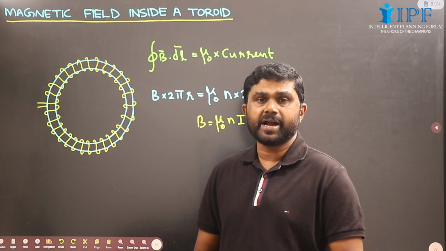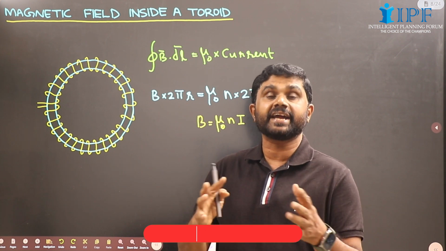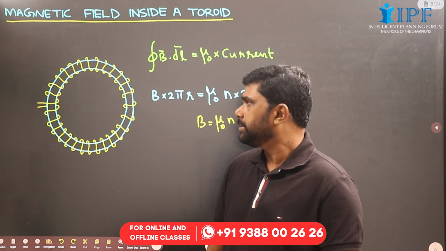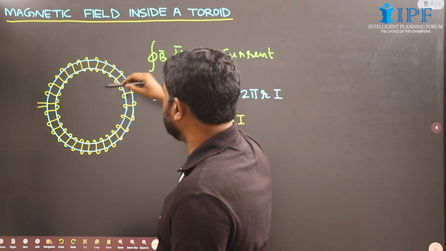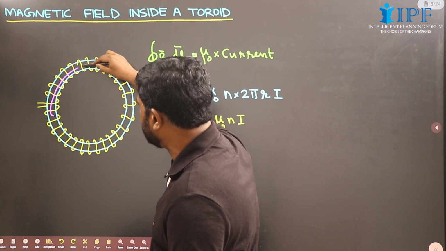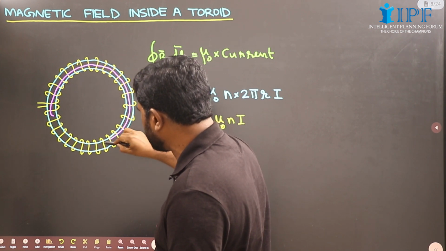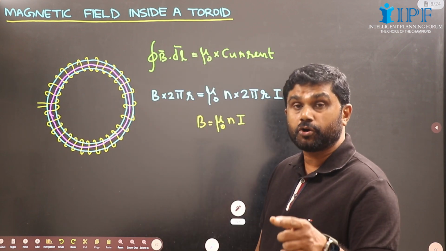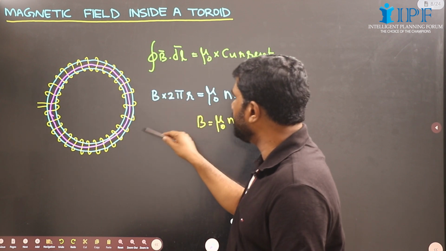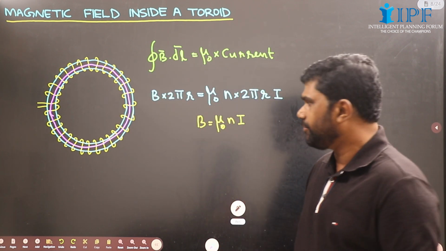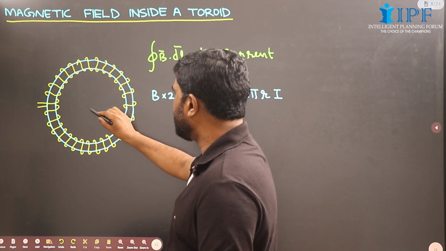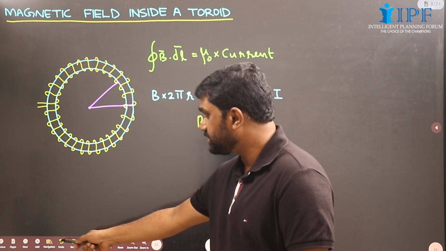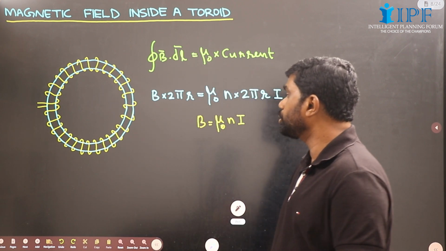Now children, let us find the magnetic field due to a toroid, or inside a toroid. Toroid means a solenoid in circular shape. In order to apply Ampere's circuital law, we have to consider a closed path inside the toroid like this. If the average radius of the toroid is r, the path length is 2πr, so B dot dl will be B into 2πr, with the average radius. Why do we call it average radius? Because this is the inner radius and this is the outer radius, so we have to take the average radius.